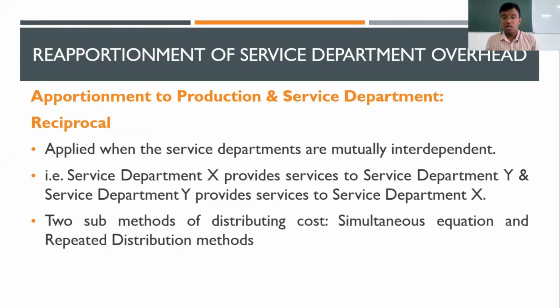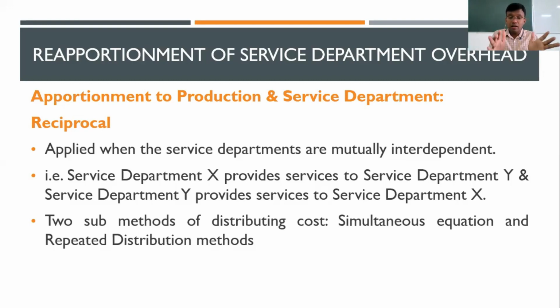Then you have reciprocal. The reciprocal method is the methodology that you will be applying when the service departments are mutually interdependent. Department X is providing a service to department Y, and department Y is also providing a service to department X. They depend on each other for services. So this is the scenario where we would be utilizing the reciprocal method.